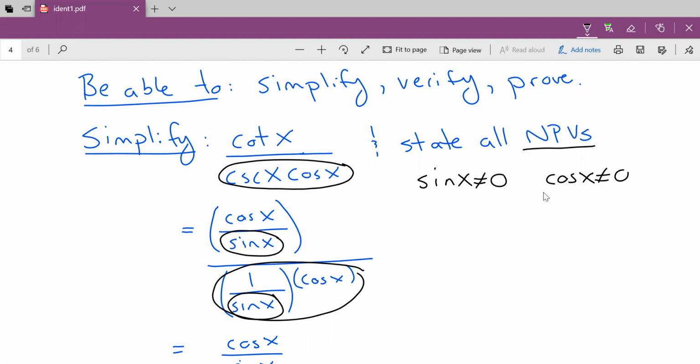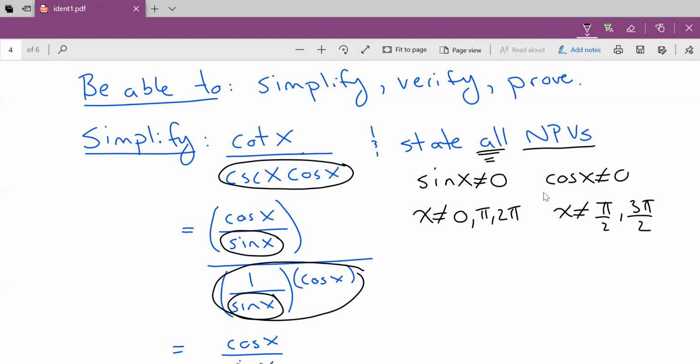Okay, well, where can't sine x be 0? So sine is 0 at 0 radians, pi radians, 2 pi radians. Cos x, well, cos can't be 0 at pi half, 3 pi half. Now, it says all NPVs. I found all the NPVs from 0 to 2 pi rads. However, it says all. I can keep going.